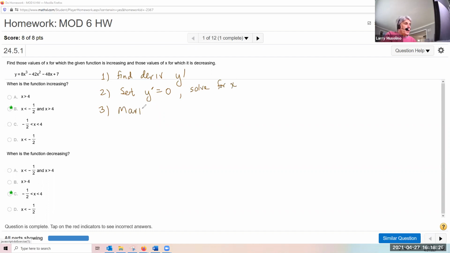Then what you do is you mark these x values on a number line. Then we're going to pick a test point. Pick an x value. We call this a test point in each interval.